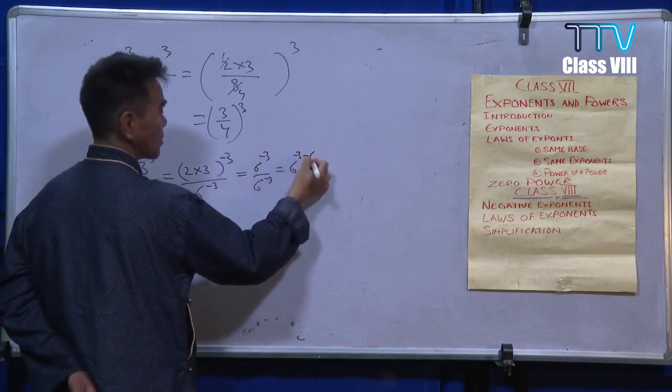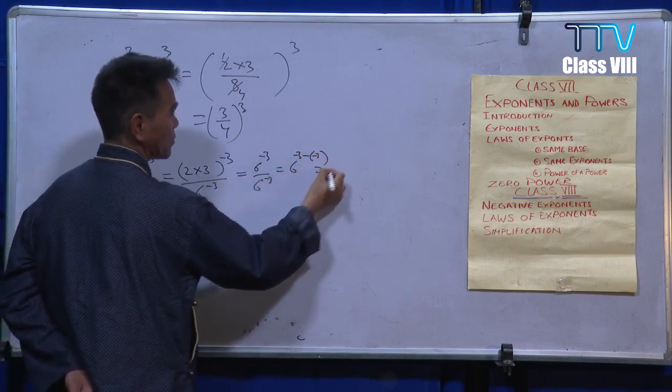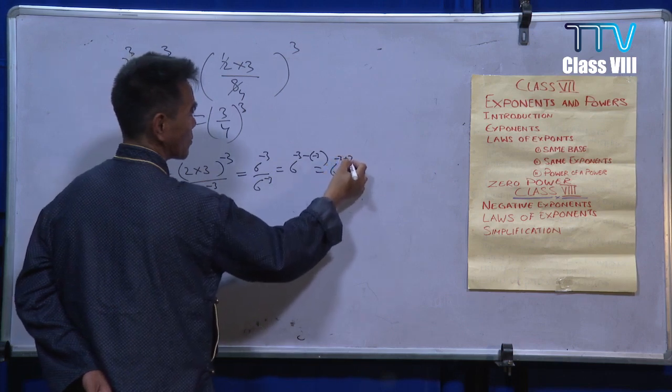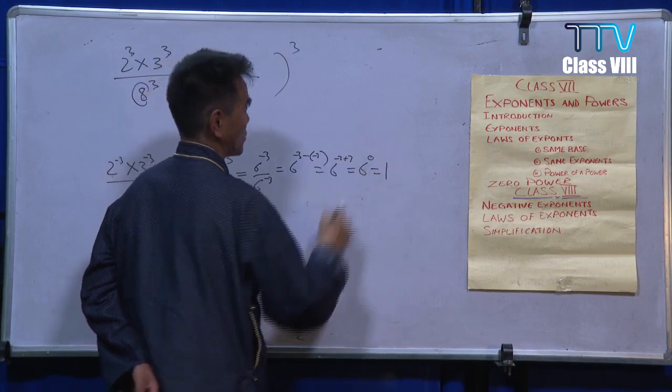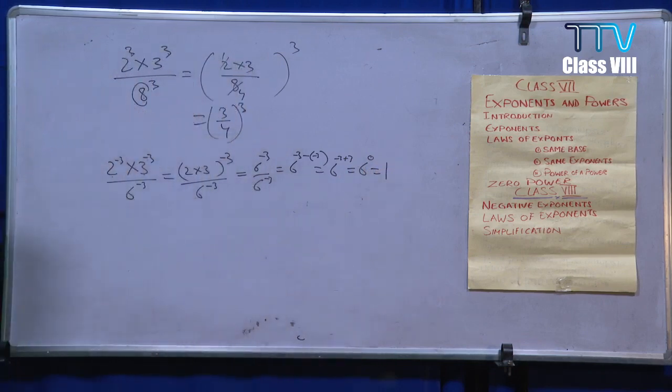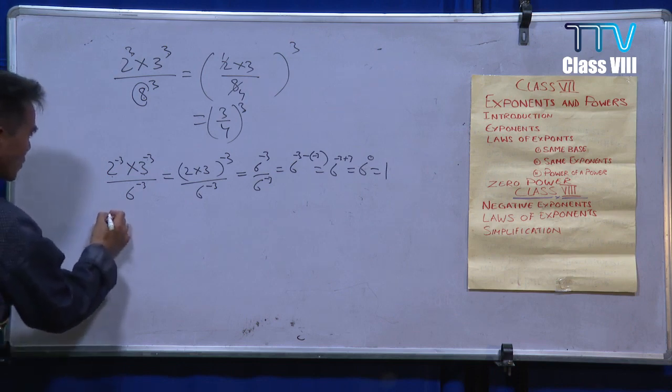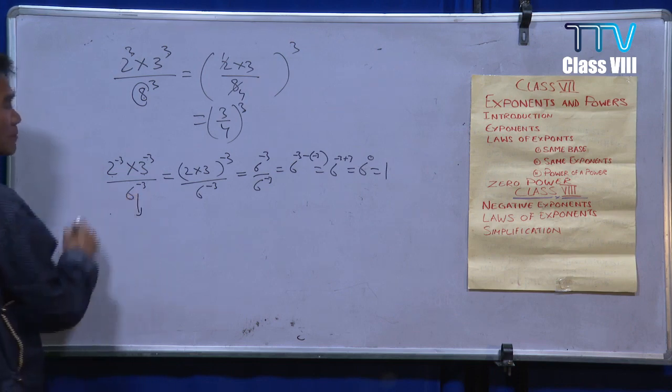Negative 3 minus 3, which is equal to 6 raised to power negative 3 plus 3, which is equal to 6 raised to power 3. And in this condition, the answer is 1 raised to the power 3. This is the method we are going to use.